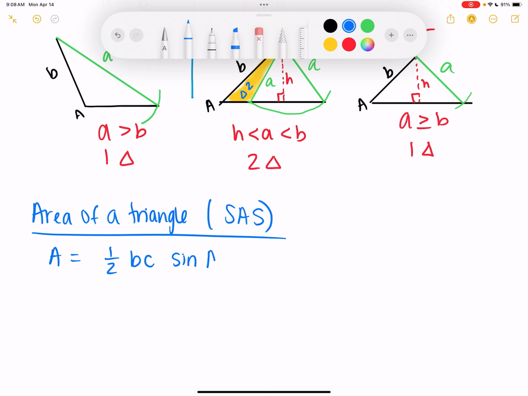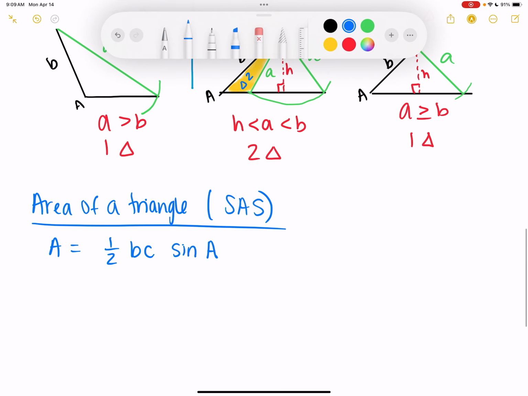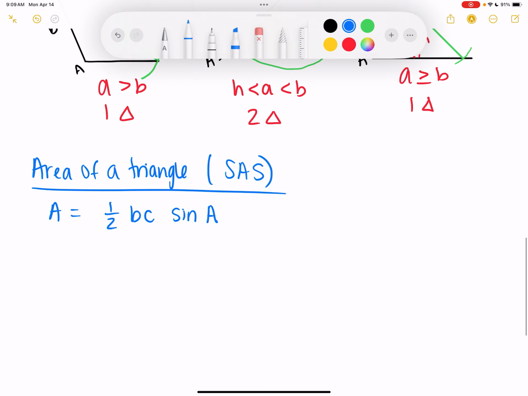BC sine A, which what you will end up noticing is this is 1/2, a base value, and then C sine A would be an option for H, which we could find depending on what information they had given us, up here, essentially. And when that happens, then that would be our height value. So this still is 1/2 base times height. It just doesn't look like it. Okay? So, anyways, you don't need to know that. I'm just giving you information.